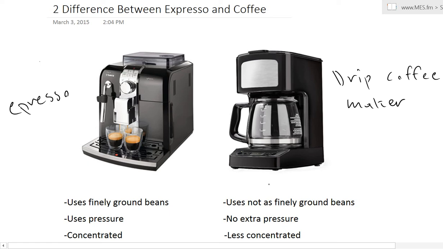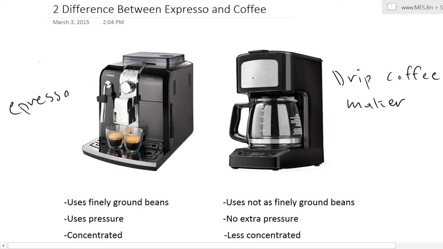That's why you actually use less finely ground coffee beans. You have more of a coarser grain. But if you use too coarse of a grain, the water will go through it too quickly, which will make the coffee watery or runny. That's also no good. So the big difference again is that the espresso machine has the pump.